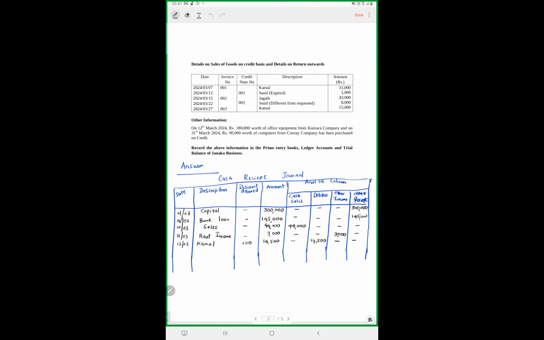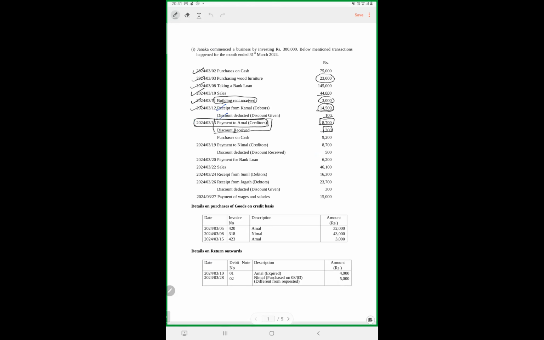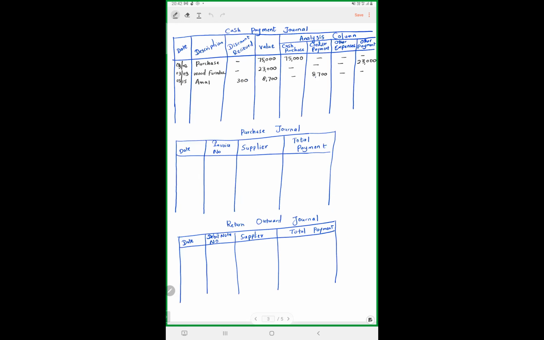The next one, on the same day we are purchasing the item on cash, 9,200. So therefore it also should be included here. 15th March, purchase, no any discount, 9,000 worth of goods we are purchasing. So we are purchasing this item on cash basis. 9,000.